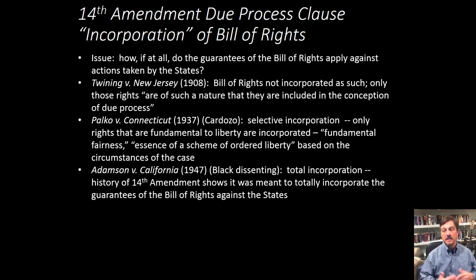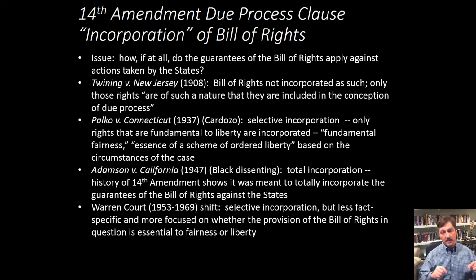We see Adamson, a dissent by Justice Black, kind of raising another perspective, which is total incorporation, the idea that the 14th Amendment is meant to incorporate all of the provisions of the Bill of Rights and apply them against the states. And what we see develop through the Warren Court is kind of selective incorporation, but that is applied in a less fact-specific way. So the selective incorporation in Palko is to say, we're going to look at this very specific set of facts in a given case and say it applies under these circumstances. The Warren Court doesn't quite do that. It still is saying we have to look at the particular right. It's not total incorporation, but we're going to look at it in a less fact-specific way.